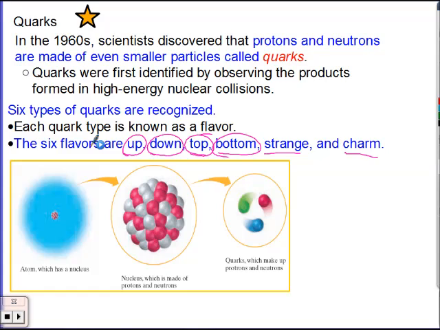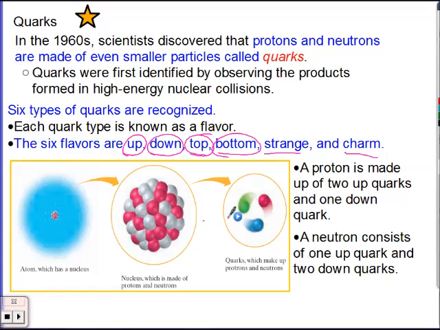But the quarks will make up the protons, neutrons, and electrons. And we know now that a proton is made up of 2 up quarks and 1 down quark, while a neutron is made up of 1 up quark and 2 down quarks. So they know how these are made up.